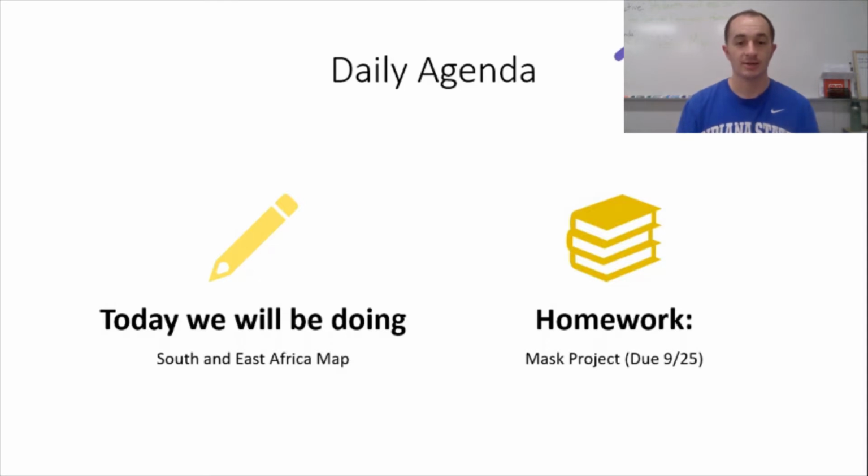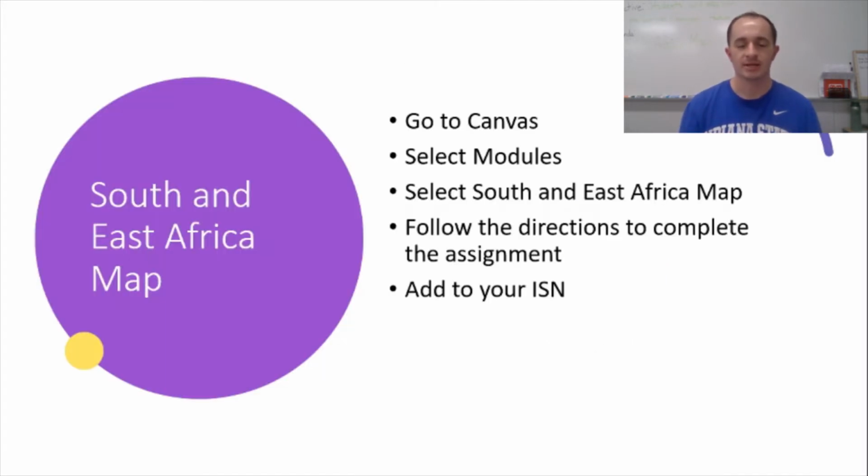So on Canvas, if you go to modules, there will be something called Southern and Eastern Africa map. So what it says to do is open up an image. This image is our map of Southern and Eastern Africa. There will then be a file. Open that file and it will have directions on what you need to label. So we're going to label and color our map and then add that map to our ISN.